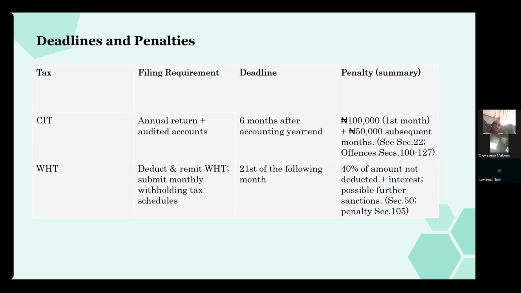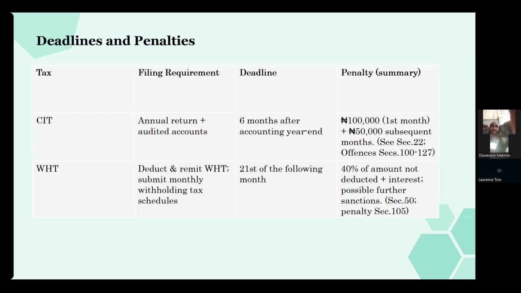And if you have CIT to pay, this 100,000 and the subsequent 50,000 is different from the tax you're supposed to pay. The tax you're supposed to pay is still subject to interest at the prevailing interest rate. So that is why you need to take your filing very serious.